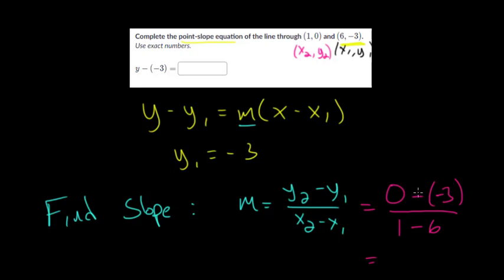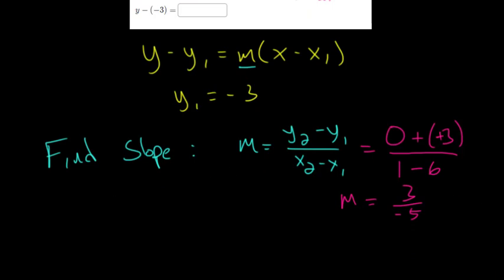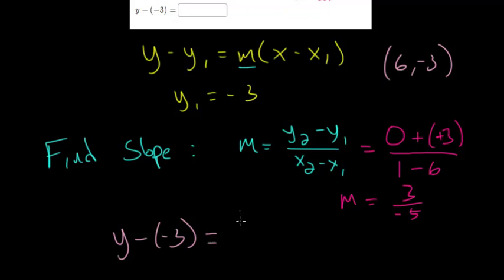So 0 minus negative 3, that's the same as adding 3. And 1 minus 6 would be negative 5. So our slope is minus 3/5. And from here, we can just plug everything into our point slope equation. Let me just make a little more room. So plugging in what we have, that y minus y1. But remember that x1 is 6 and y1 is minus 3 from our point. So we have y minus negative 3. And this equals m, which is minus 3/5 times x minus x1, which is 6.